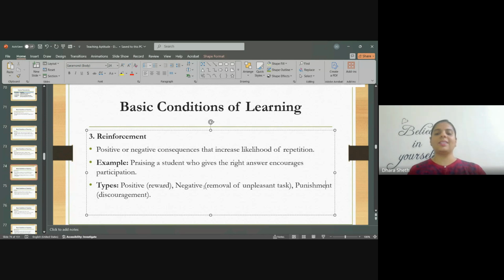Negative reward is when you tell the student that, okay, now you don't have to do homework today because you have given the correct answer. That is negative, removal of unpleasant task. Punishment is when you say, okay, now raise your hands on the bench. No, corporal punishments are no longer legal in India, at least on paper. But when you tell them probably to write the assignment 2 times, then that's punishment.